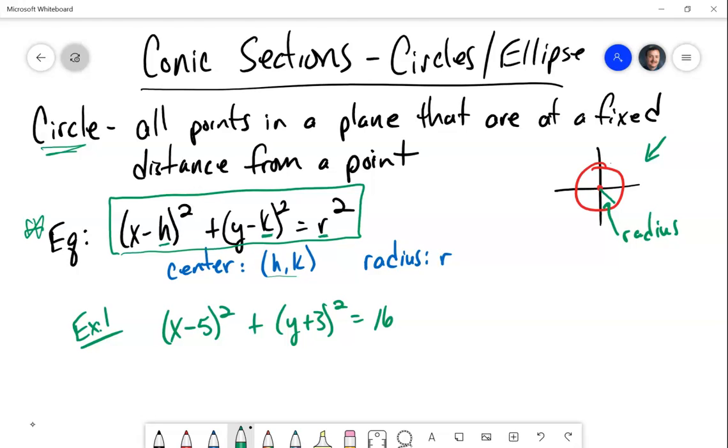Now the number at the end by itself in the standard equation of a circle setup is r squared, meaning that our radius is the square root of that number. Now let's look at that with a specific example so you can see how this plays out. In this first example, I have the equation (x minus 5) squared plus (y plus 3) squared equals 16. So you can see how this equation follows the format of our standard equation of a circle. It has the exact same matchup.